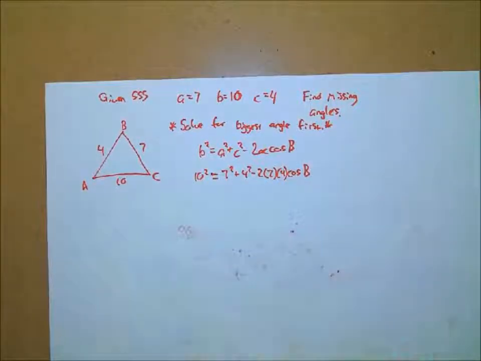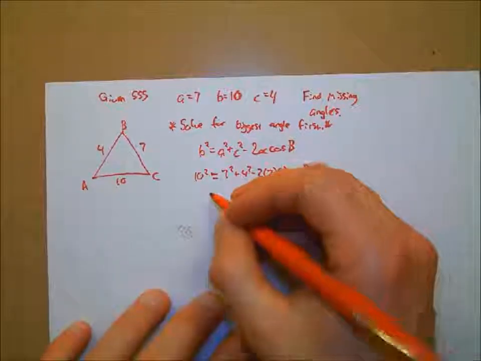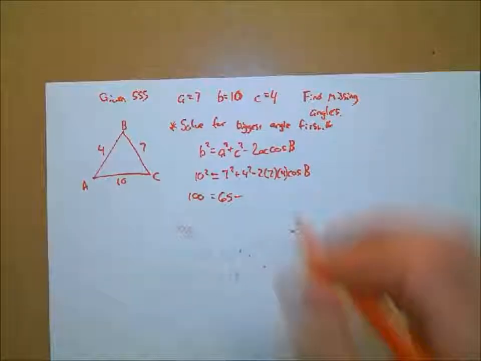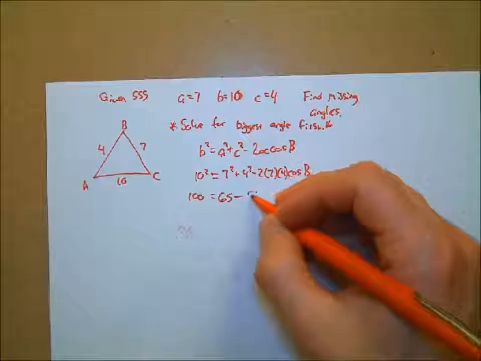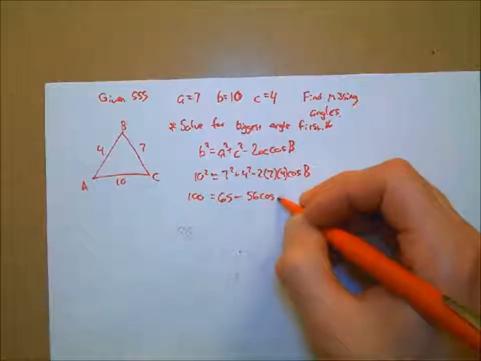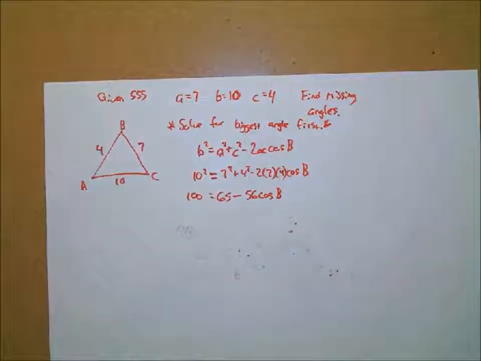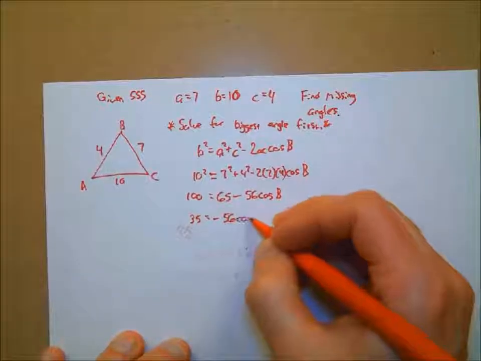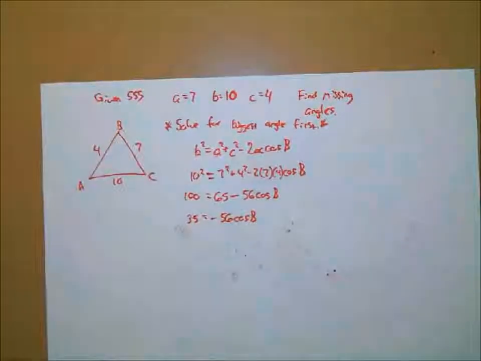So let's do the 7 squared plus 4 squared. That's 65, equal to 100 minus, and then 2 times 7 is 14, times 4 is 56. How should we continue to solve from here? What should we do to both sides now? Subtract 65, and then divide by negative 56.